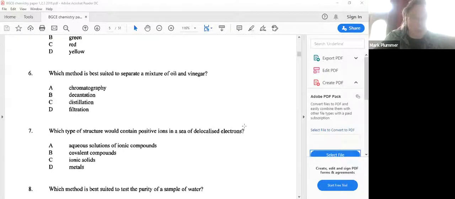Number 7. What type of structure would contain positive ions and a sea of delocalized electrons? This question is testing your knowledge of metallic bonding. So the answer to number 7 is D.